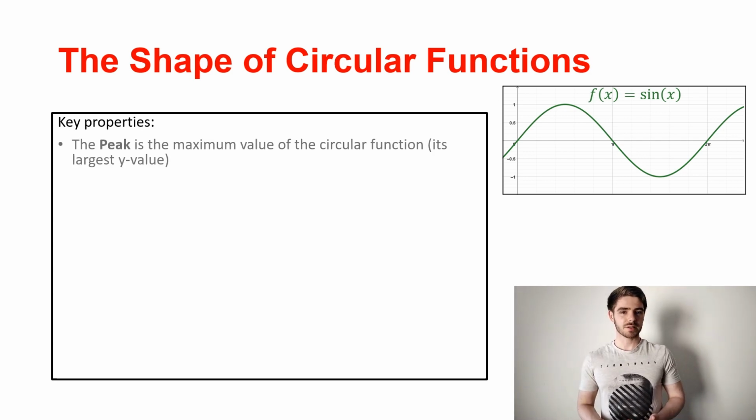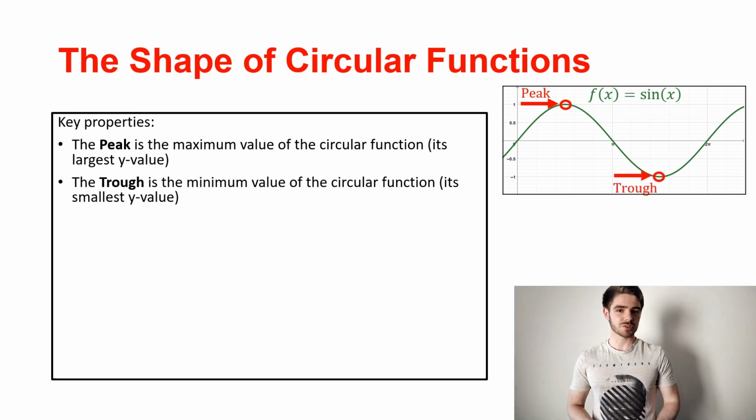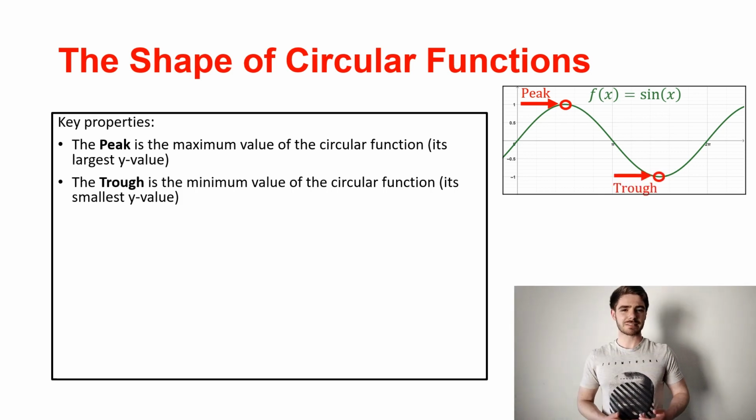First, we have the peak and the trough. The peak is the maximum value of the circular function, and the trough is the minimum value of the circular function. Circular functions in math methods will often have more than one peak or trough, because as we said before, they'll continue on forever unless we restrict the domain.